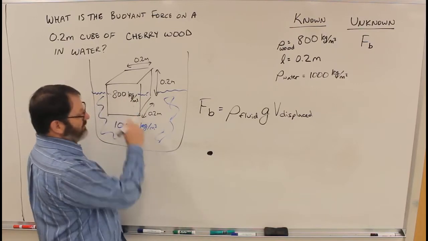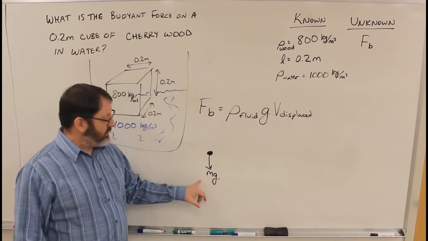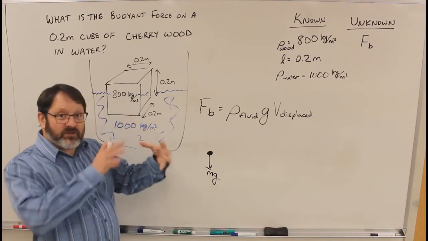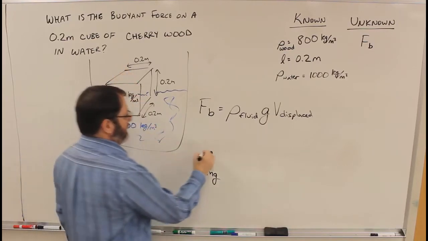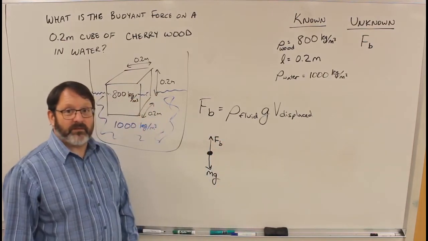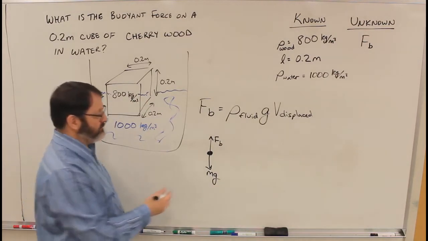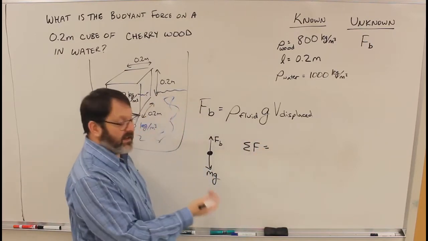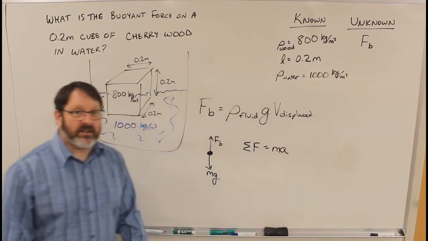So the free body diagram of this thing: I have the weight, the gravitational force, pulling down on it, but it's floating up there, right? There's some other force that's pushing it up. That is the buoyant force. Okay? And those are the only forces that are acting on it. And I know that the sum of the forces on something, the net force, is equal to the mass of the object times the acceleration of the object.